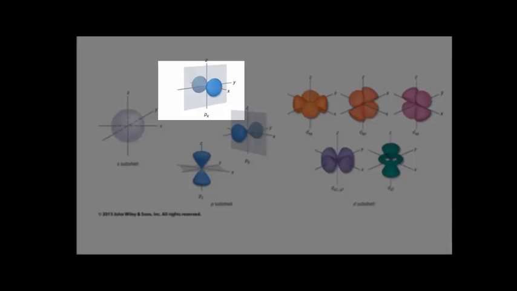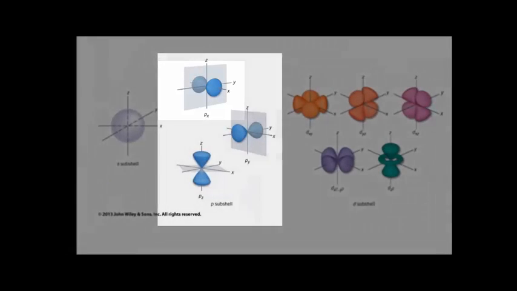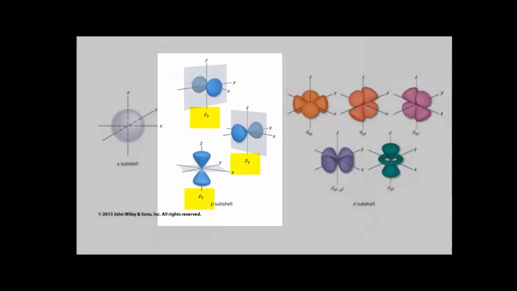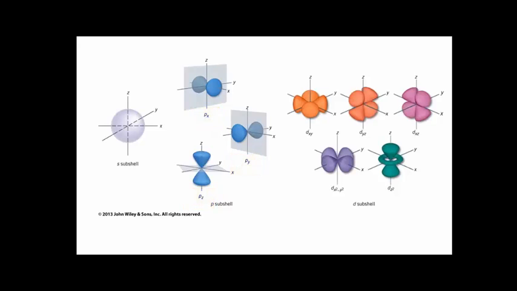Additionally, there are 3 spatial orientations for the p orbital. One along the x-axis, one along the y-axis, and one along the z-axis. This makes 3 different p orbitals in 3-dimensional space, logically labeled px, py, and pz.